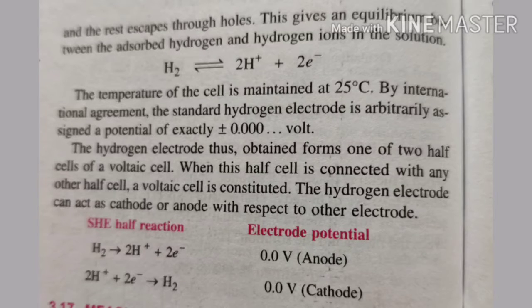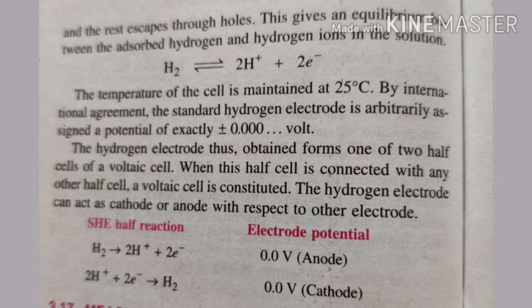Now this hydrogen electrode forms one of two half cells of the voltaic cell. So this reference electrode can be used for the measurement of electrode potential. When this half cell is connected with any other half cell, a voltaic cell is constituted. The hydrogen electrode can act as cathode or as anode with respect to the other electrode.